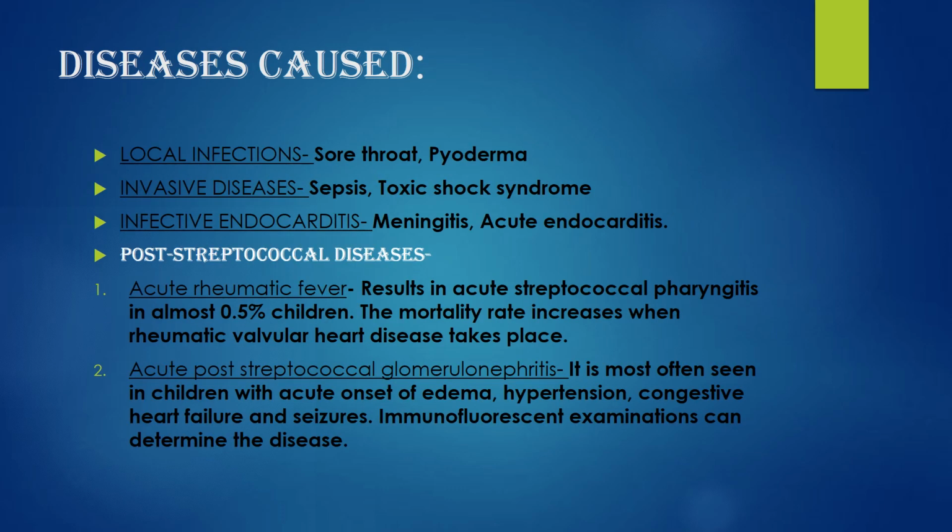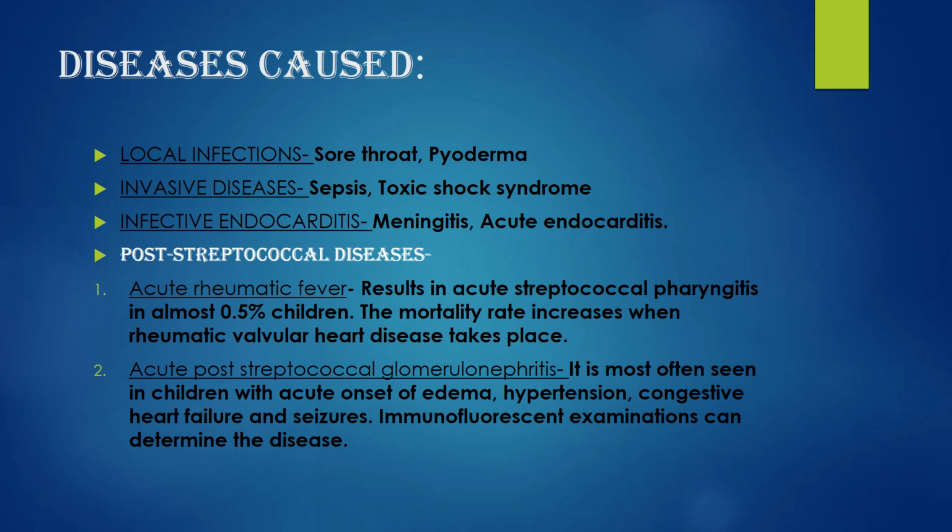Moving on to the diseases which are caused by Streptococcus pyogenes. Firstly, local infections. They include sore throat and pyoderma. Now, what is pyoderma? Pyoderma is the occurrence of red lesions and ulcers on the legs, hands, and back of the neck. Invasive diseases include sepsis and toxic shock syndrome. Both of these diseases are deadly infections in humans.